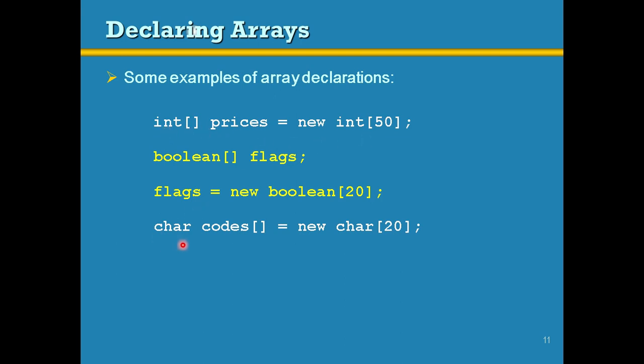Same way, this is a combined declaration of a char array, a character type array. Char codes is equal to new char 20. An array will be created of character type with 20 elements or 20 memory locations.